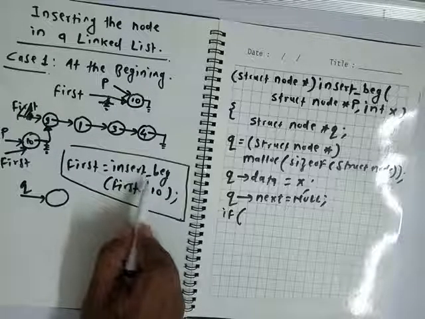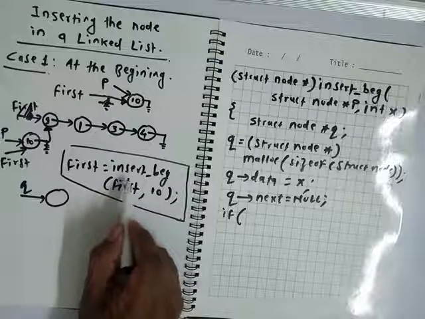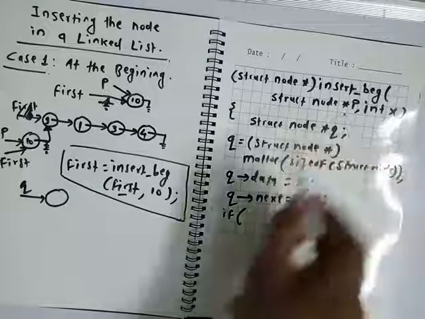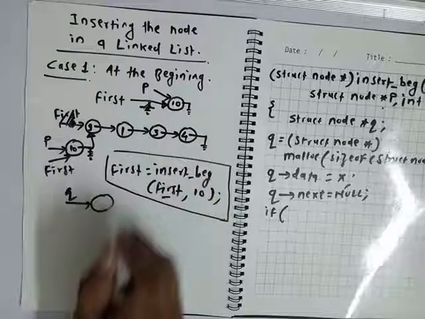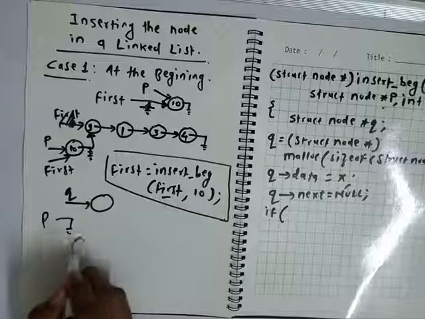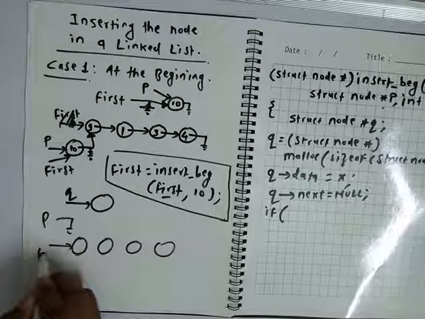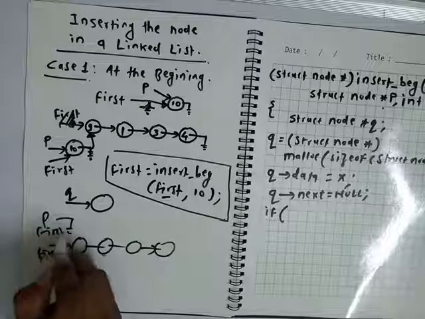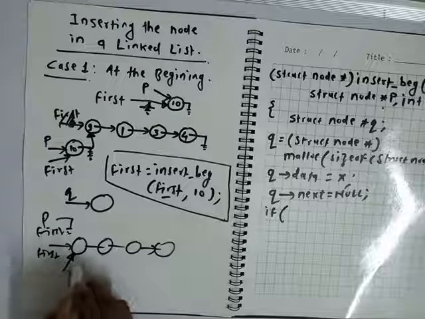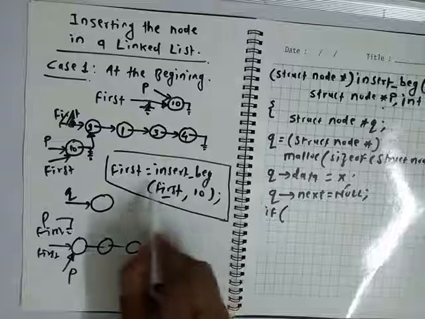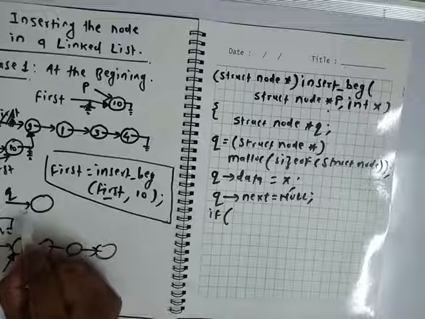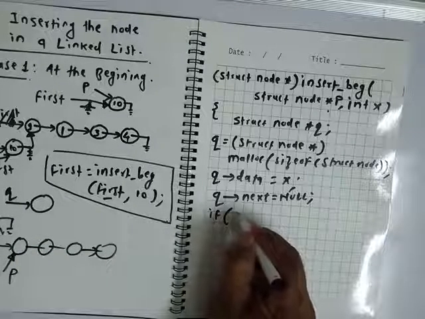So this insert beg will insert the node inside this linked list and return the address of the modified linked list. So this first address will be stored in P. That means inside this insert beg function, P will be pointing where first is pointing. If first is pointing to null, P will be pointing to null. If first is pointing to some linked list, then P will also point to this linked list. That is because of this call. Okay, so now I'll check whether this P is null or P is pointing to some node.